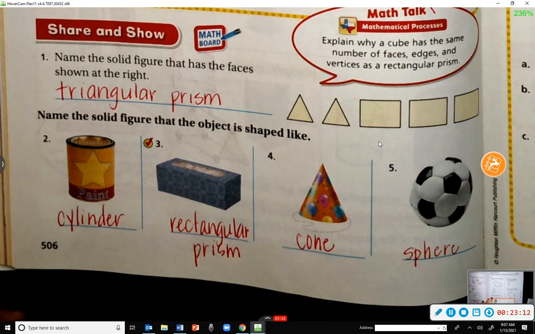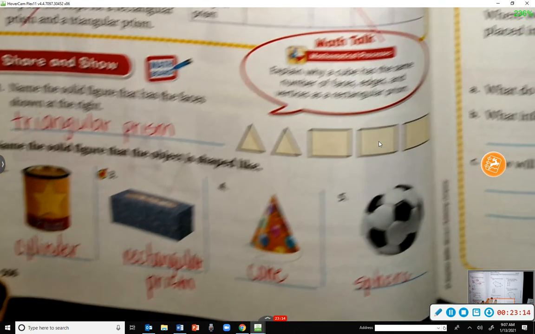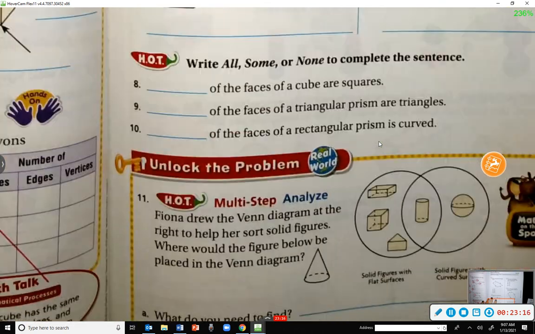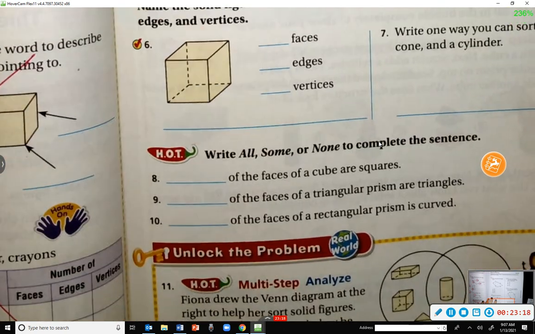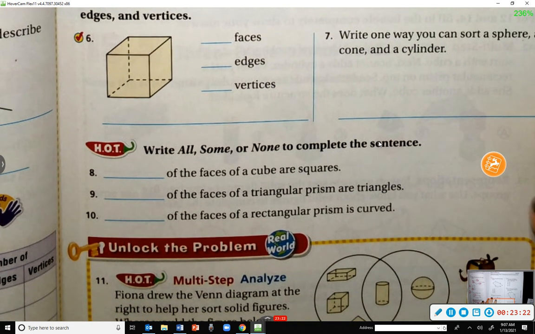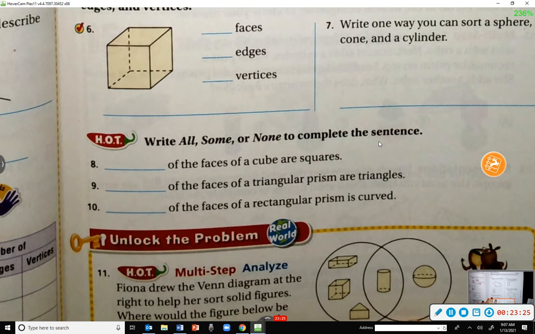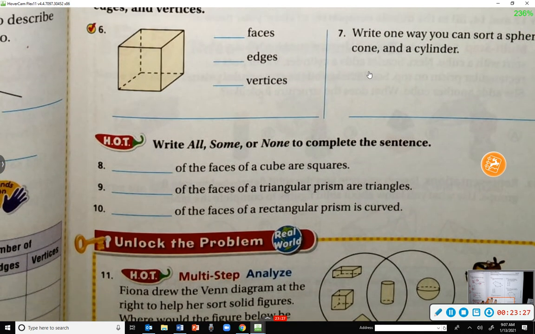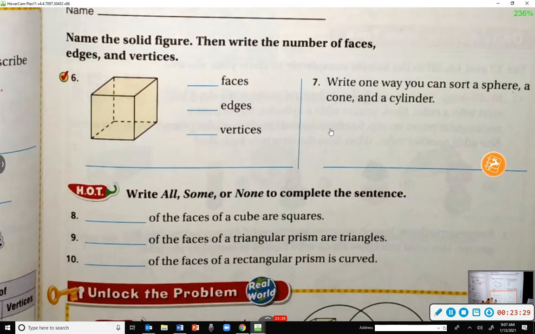Okay, I want you to try number 6 on your own. Alright. I still need to start with... Just move on to number 6. Page 507.